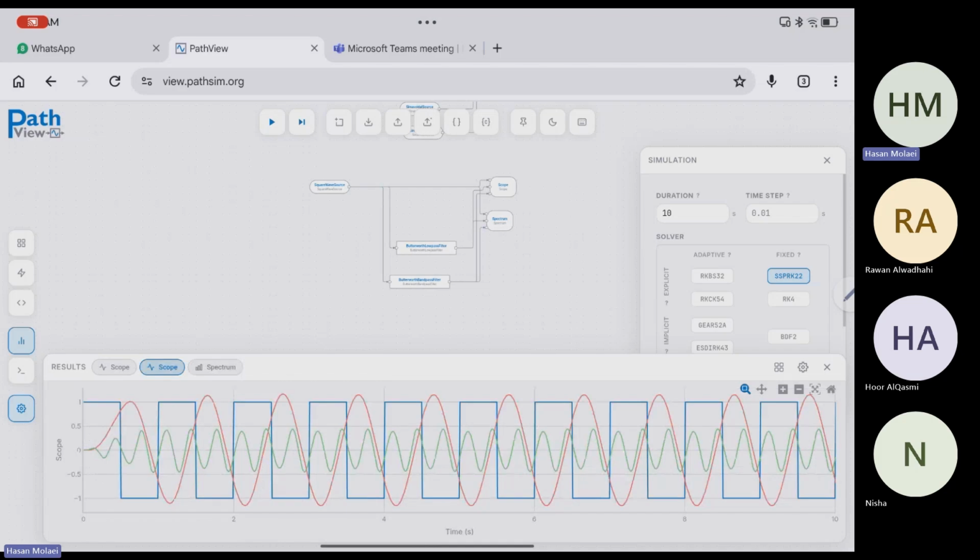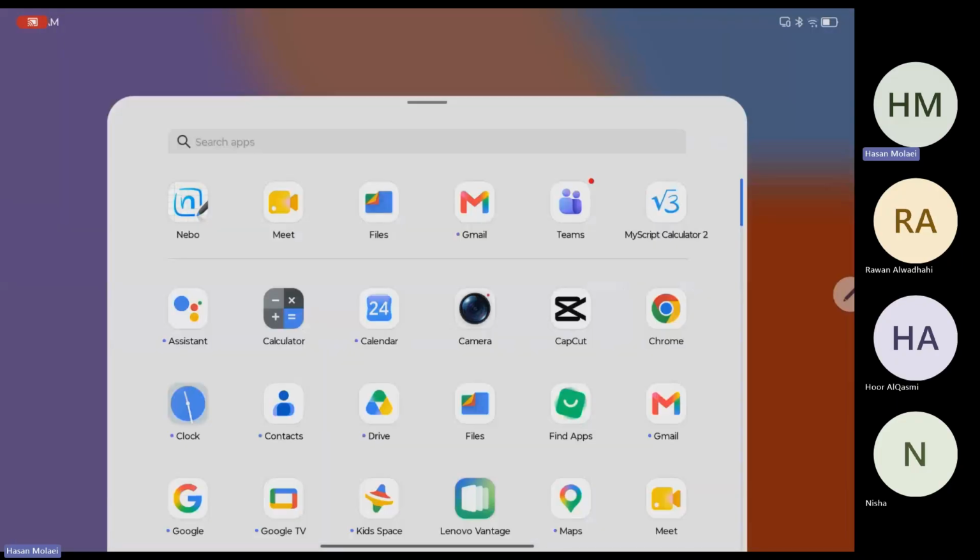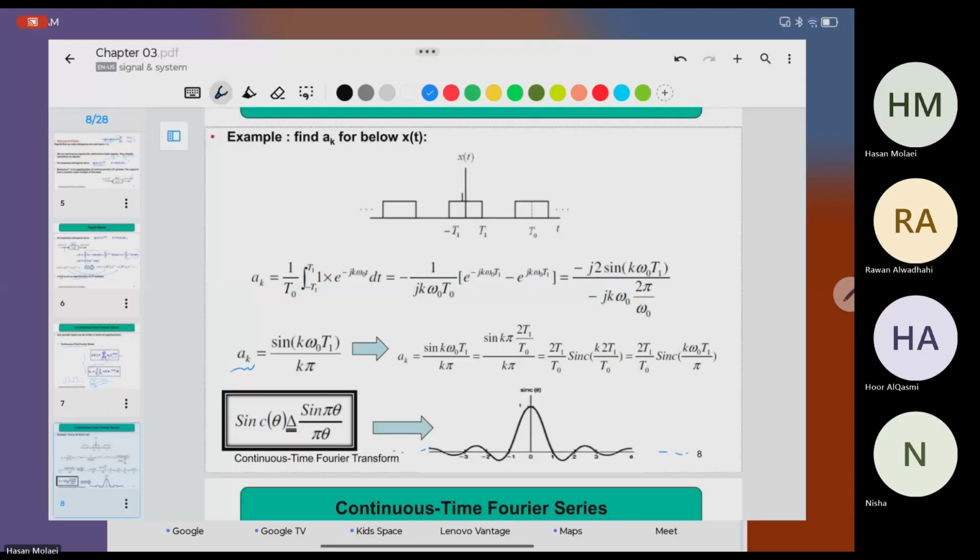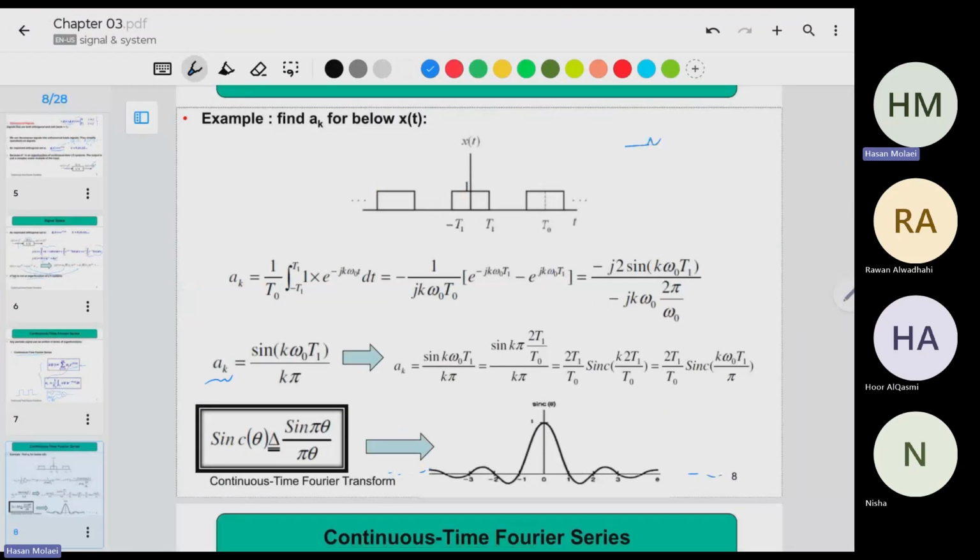Do you know any filtering? Have you ever seen? Can you make any filtering with electrical components? Yeah, if you remember, we had an RC circuit, yeah?